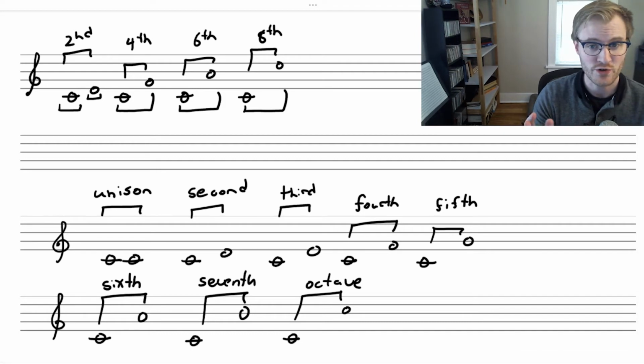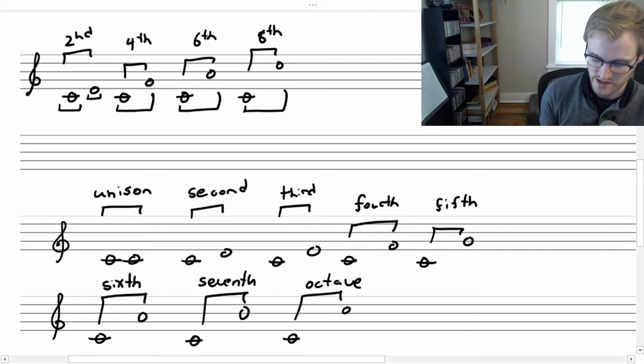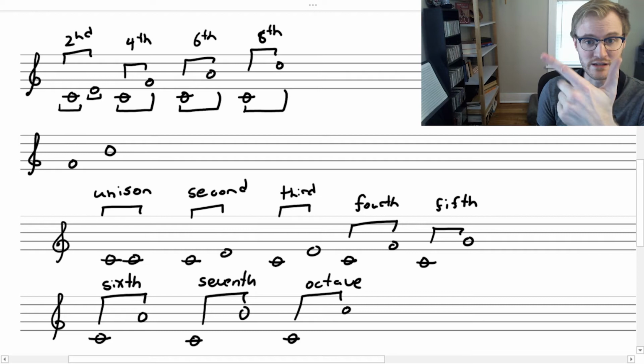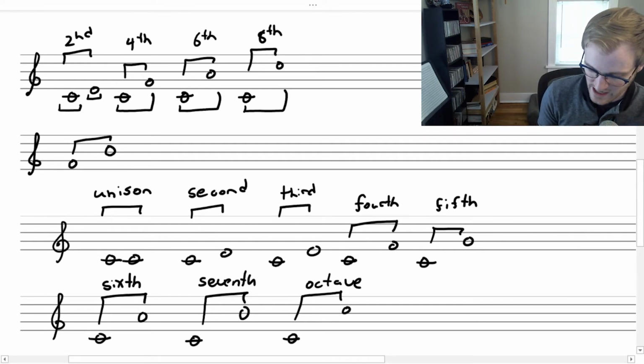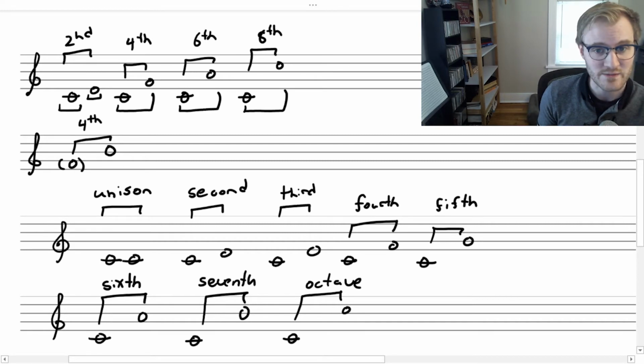This is also true if we switch things around. So it doesn't always mean the first one is on the line and the next one's in a space. We could go the other way around. So for example, if we started on the note F and wanted to go up a fourth, we would go F up to B, because F, G, A, B, we're four notes apart. This would be an example of a fourth. And once again, one note is in a space and the other is on a line.